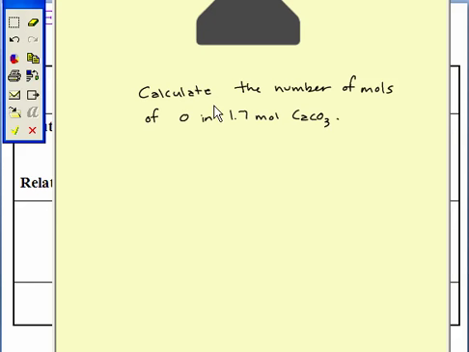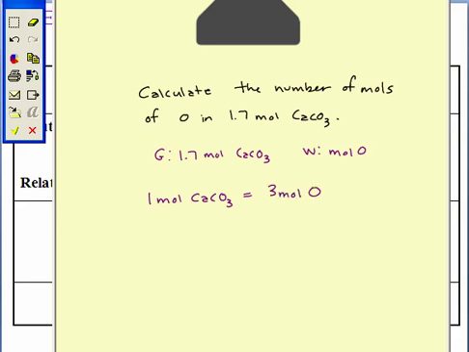So let's look at this practice problem. Calculate the number of moles of oxygen in 1.7 moles of calcium carbonate. So I'm given 1.7 moles of calcium carbonate, and I want the moles of oxygen within this sample. So I'm going to use the formula to give me the conversion factor. 1 mole of calcium carbonate always has 3 moles of oxygen. And now I have 2 of each of my units: moles of calcium carbonate, moles of calcium carbonate, moles of oxygen, moles of oxygen.